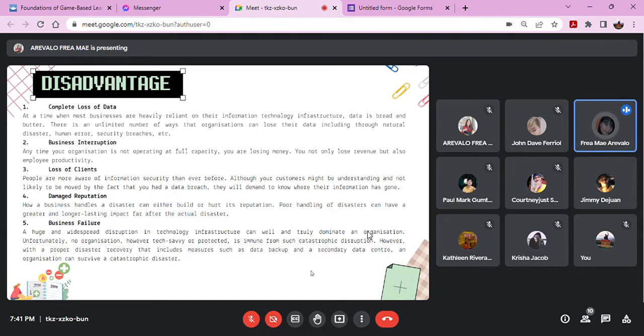Next is damage reputation. How a business handles a disaster can either build or hurt its reputation. Poor handling of a disaster can have a greater and longer lasting impact far after the actual disaster.